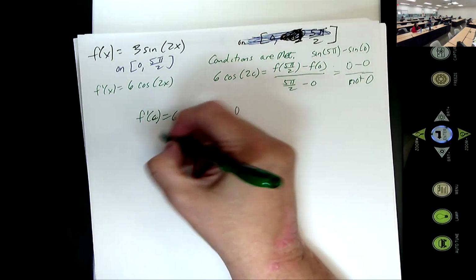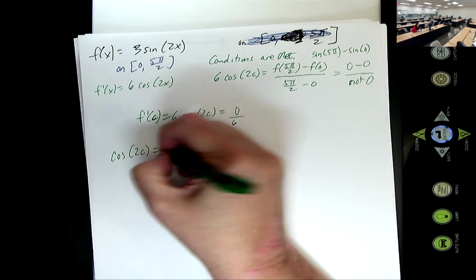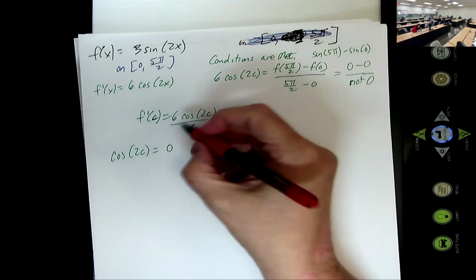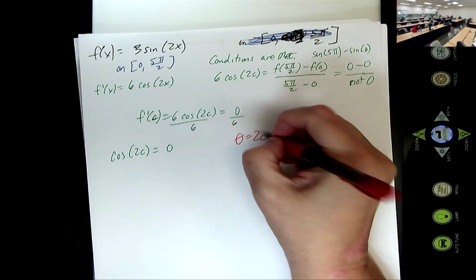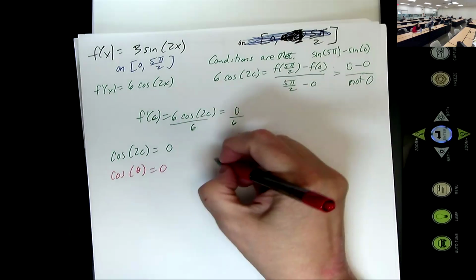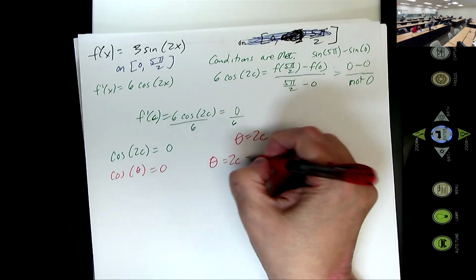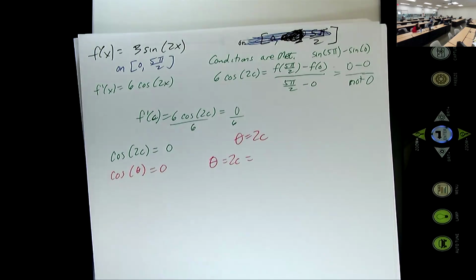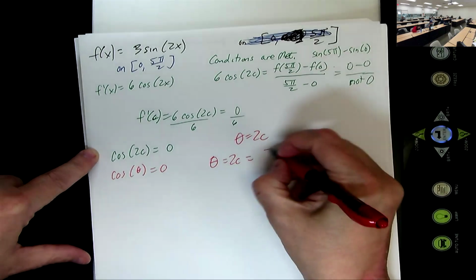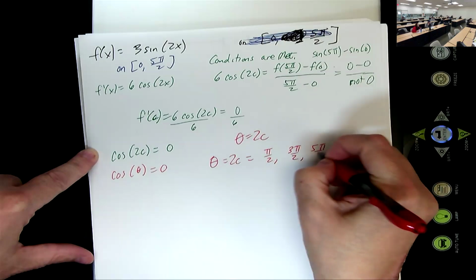So we can solve this by saying, well, divide by 6. Cosine of 2c equals 0 still. This step might be a little bit easier if we say theta equals 2c for now, and just figure out what thetas apply here. So what values of theta, which is going to equal my 2c, give me a cosine of 0? Pi over 2, 3 pi over 2, 5 pi over 2.